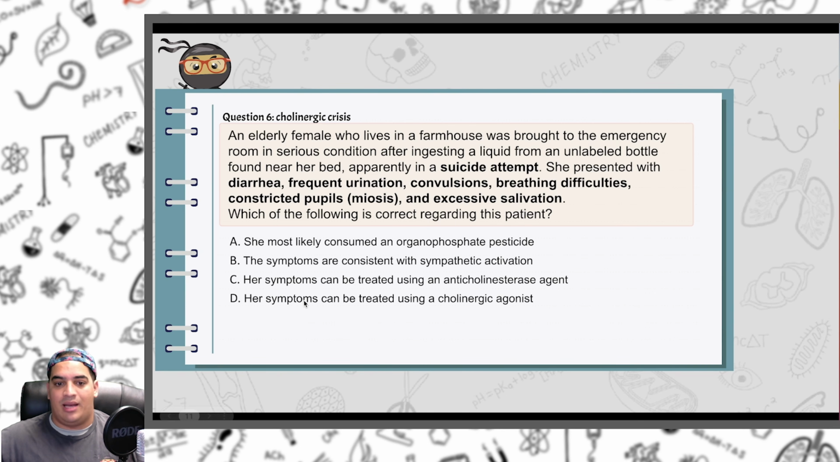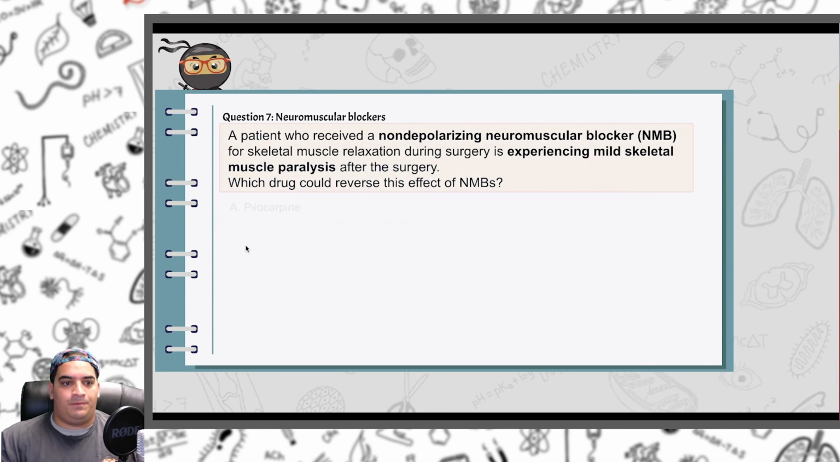So it can't be C, can't be D, because you will absolutely murder them. And B just is not going to be the effect. Sympathetic doesn't cause any of these types of effects. So it's likely A. All right.